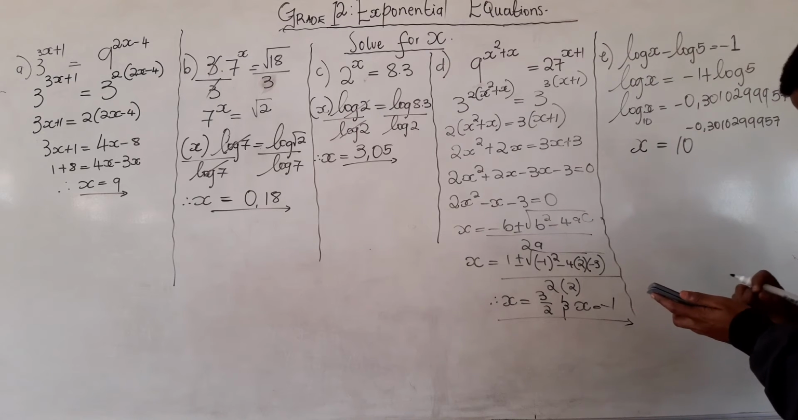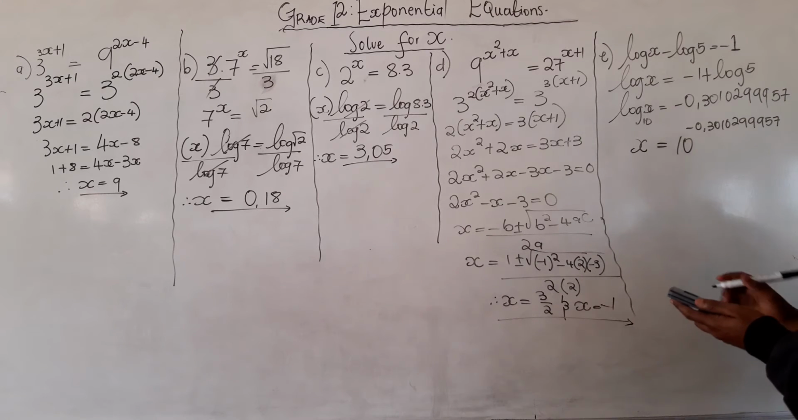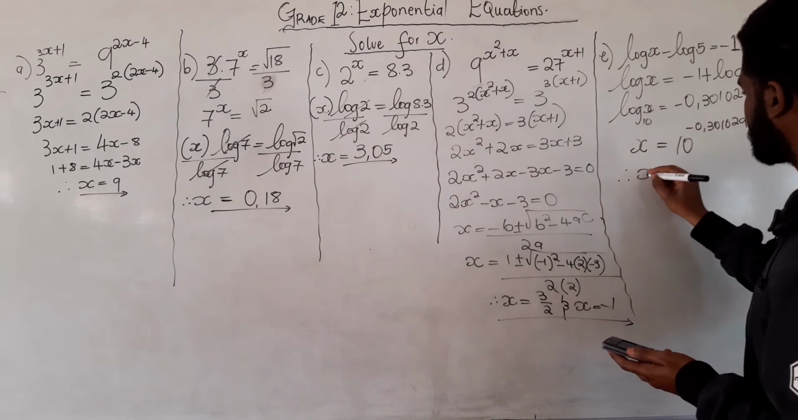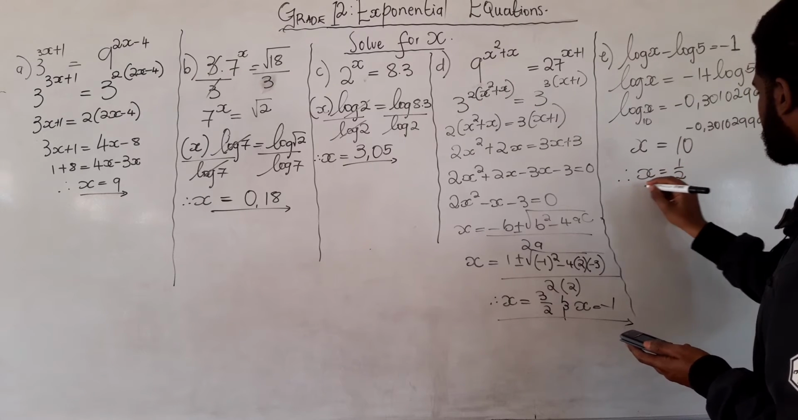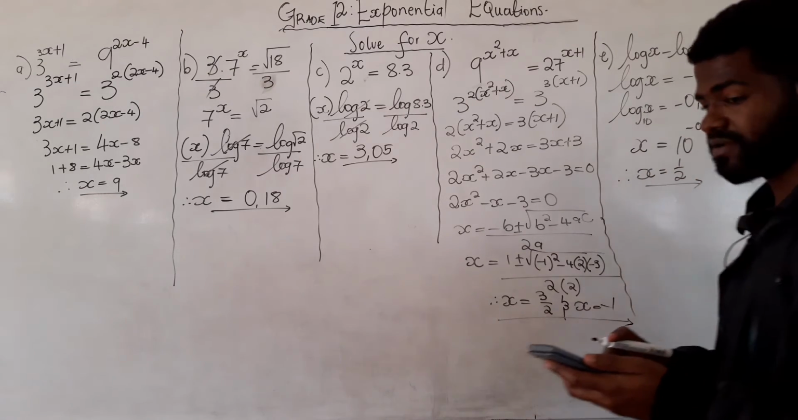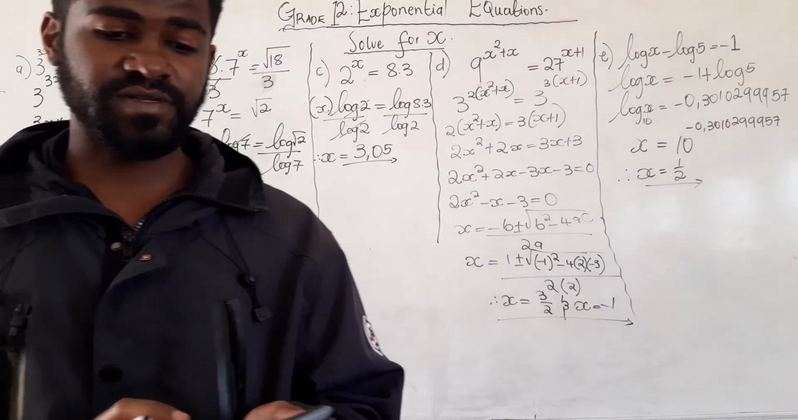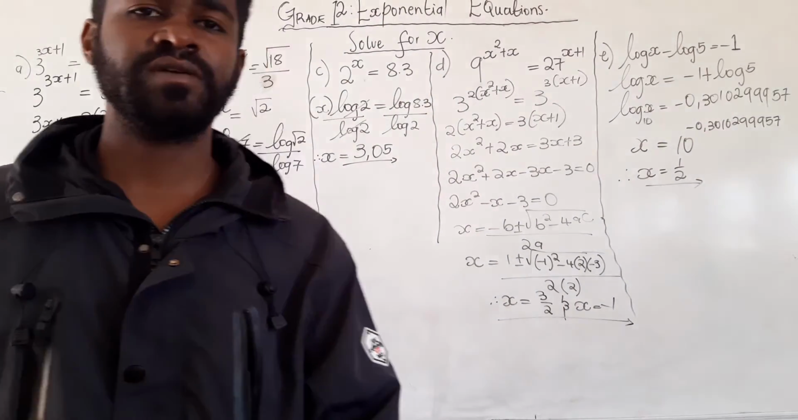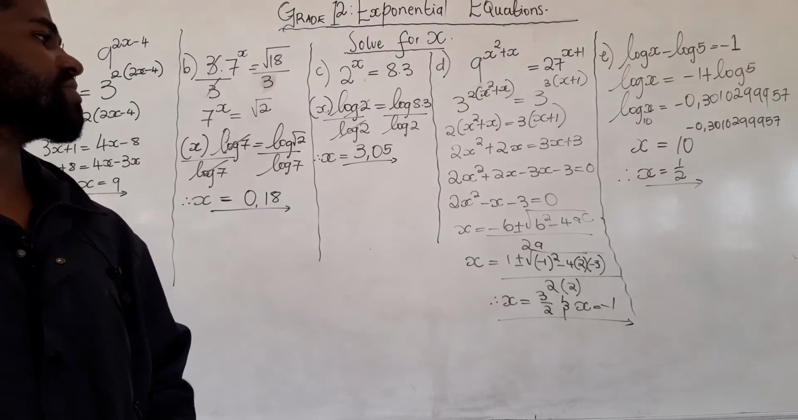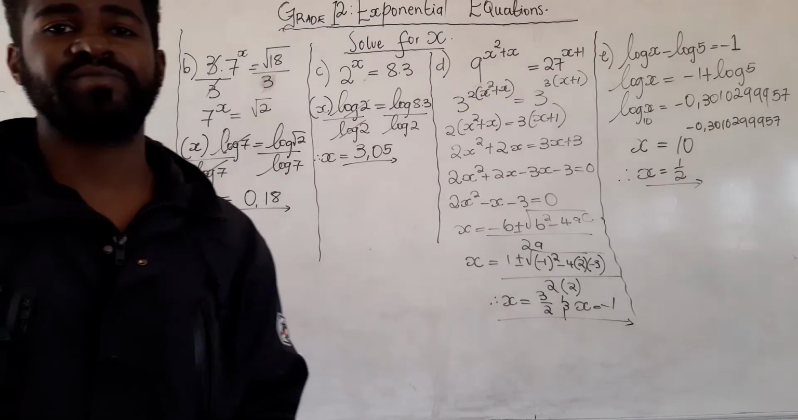So let me check 10 to the power. Therefore, our x is equal to 1 over 2 or 0,5. I hope you guys are more familiar with these laws of exponents and these exponential equations, because there is no way that these questions will not appear in the final examination.